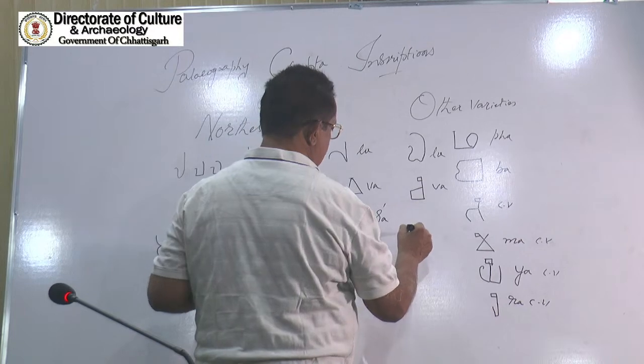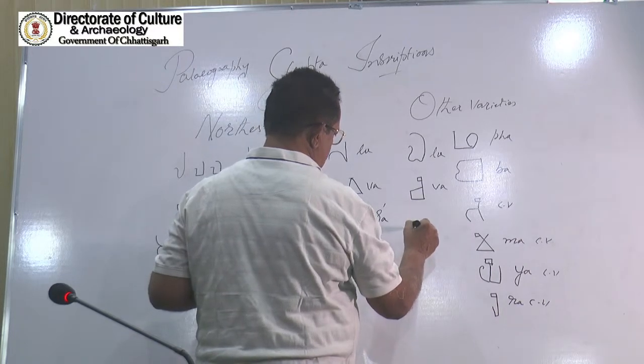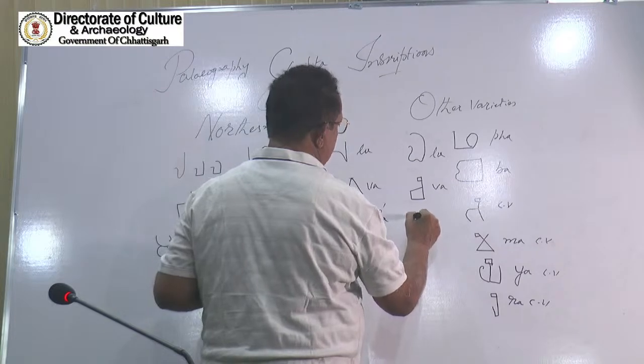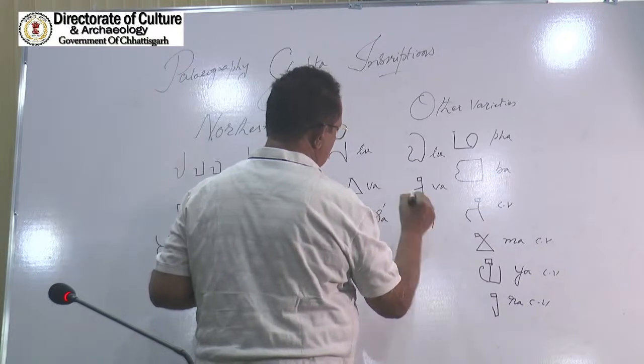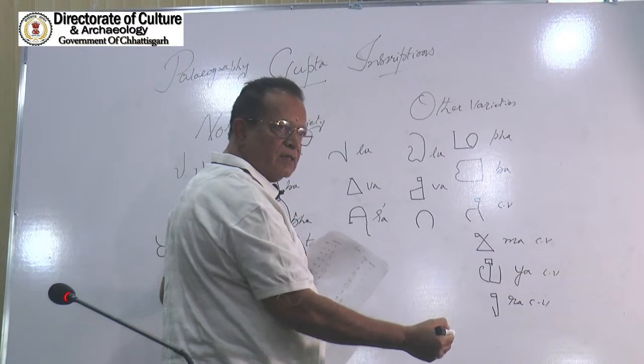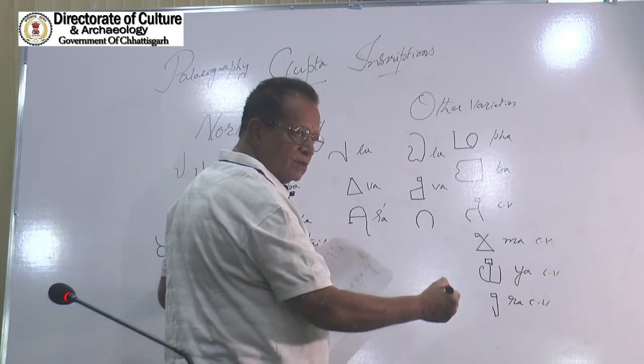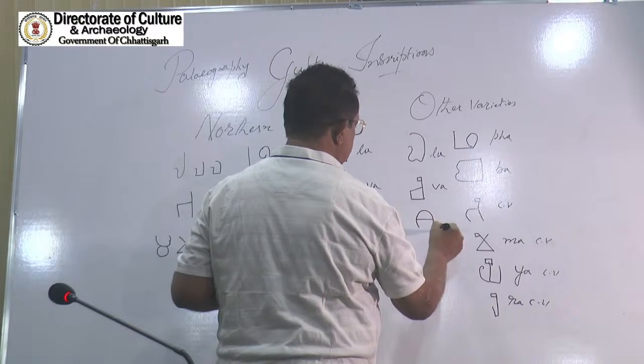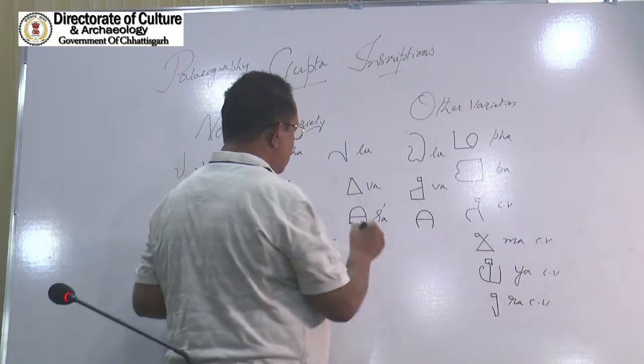Yes, here in the central Indian variety and others, they start and leave the curve here only. They don't extend it downwards on the right. They just stop and connect it with a horizontal stroke. This is the other variety, and this they picked up.